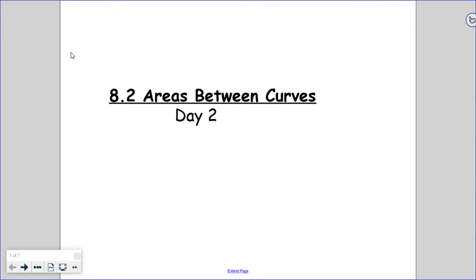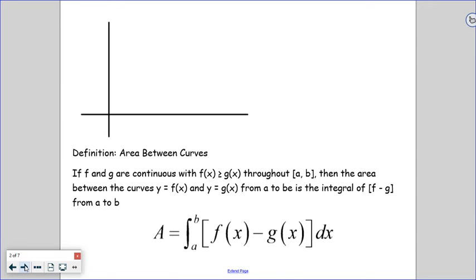Today we're going to look at area, but area between two functions, or between two curves, is our focus. And we'll talk about how there is overlap between these, and it's not super obvious, but there really is an overlap between what is going on.